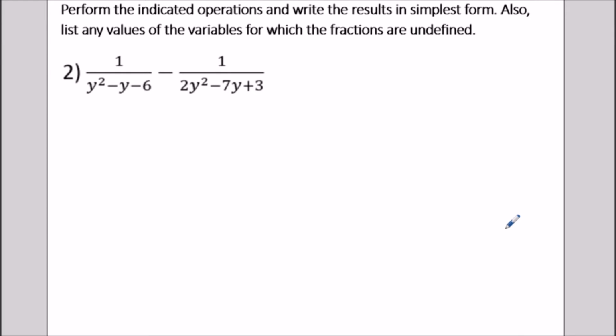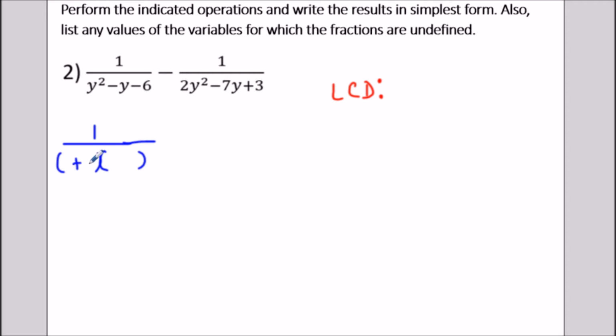Now for the second question, there's a lot going on, but my strategy advice is to look for a least common denominator between both of those fractions. So we're going to factor both of these denominators. For the first fraction, we're going to have 1 over, and this is a somewhat simple one to factor. We're looking for two numbers that have a sum of negative 1, that's the coefficient here, and a product of negative 6.